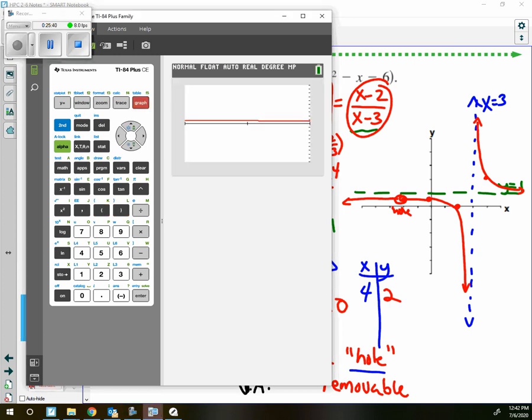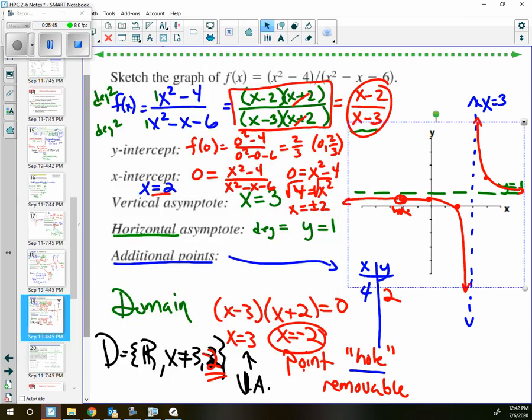So watch when I do this graph. See how it fills it in there? So just be aware that the graph that we have does have the hole. That's the whole idea. Get it? The whole idea of understanding what holes are. So making sure we know how to do that.